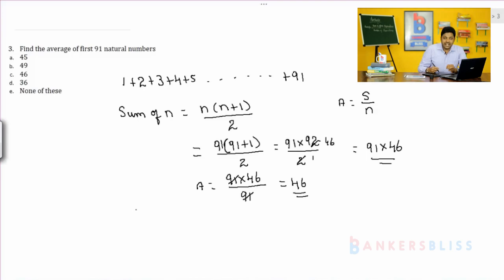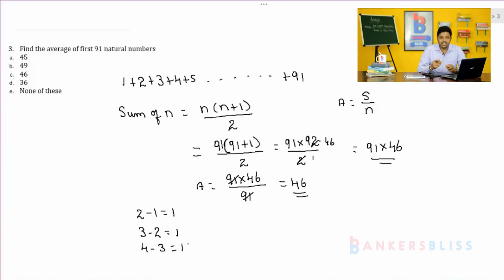You just identify the difference between the second term and the first term. The difference is 1. Next, third term and the second term, the difference is also 1. Next, fourth term and the third term, the difference is also 1. So, the common difference we are getting, 1, is the common difference between the consecutive numbers.